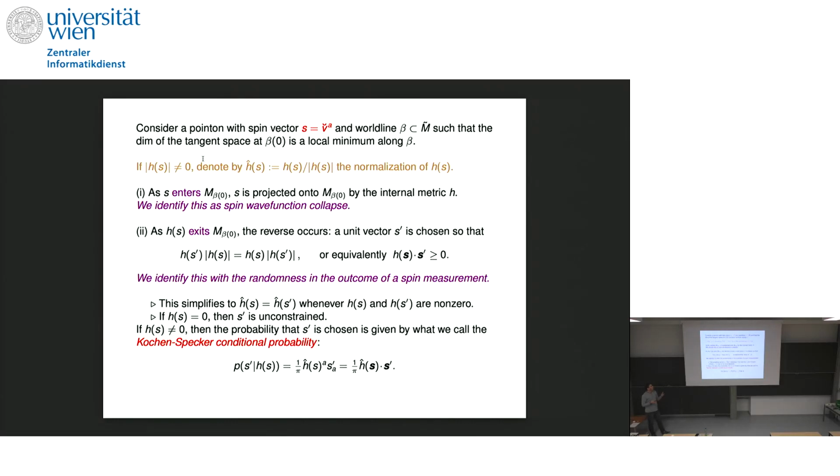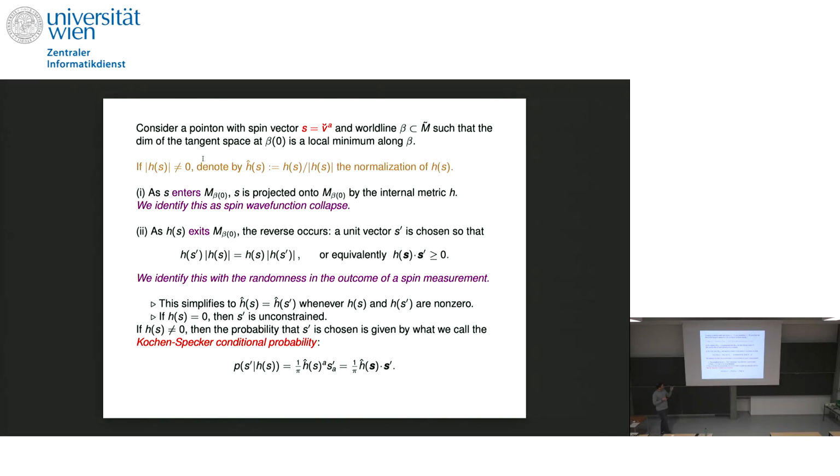So a unit vector S prime is chosen such that this condition here holds, or equivalently, that H of S dotted with S prime is non-negative, and we identify this choice of section with the randomness in the outcome of a spin measurement. And this condition here simplifies to just saying the normalized projections of S and S prime are equal whenever the projections are non-zero. And if H of S equals 0, then S prime is unconstrained.